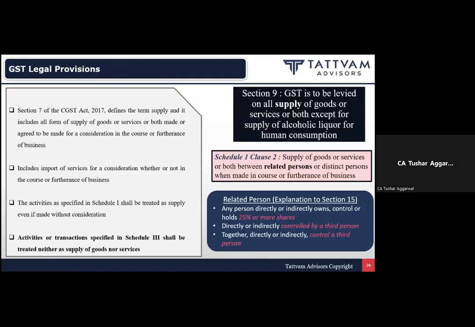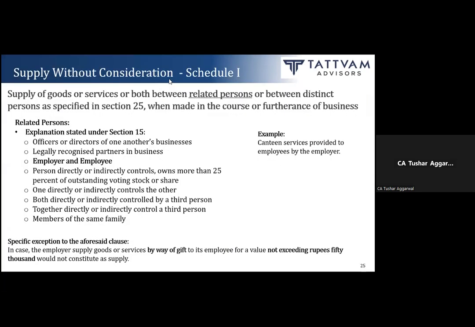Friends, when we see section 7 read with Schedule 1, it specifically says supply of goods or services or both between related persons or distinct persons, when made in the course or furtherance of business, is taxable. Holding companies and all subsidiaries and joint ventures come under the definition of related person. So the issue is: when a corporate guarantee is given by the holding company to the bank on behalf of the subsidiary company, is there a supply by the holding company to the subsidiary company, and is GST payable on this?